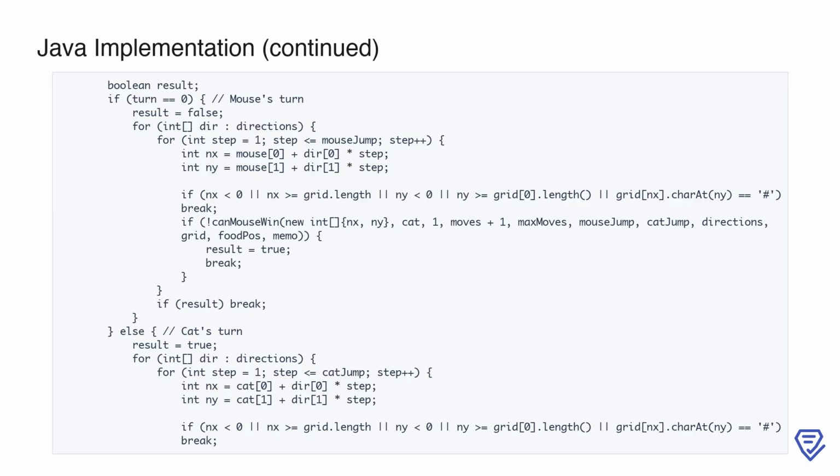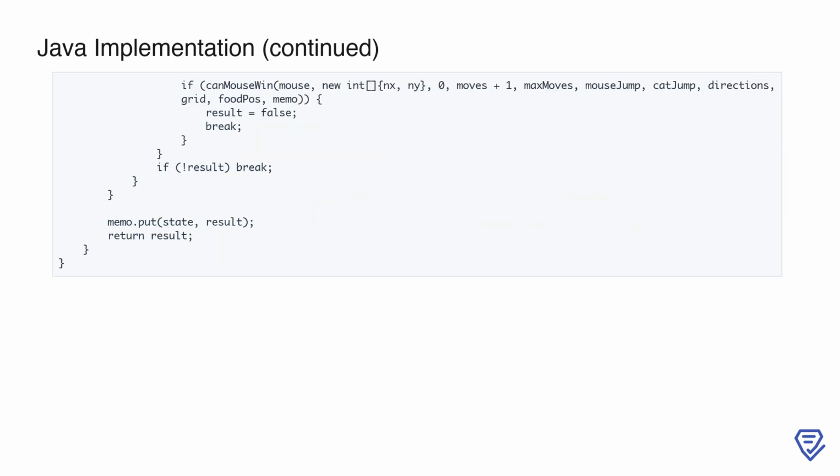If it's the mouse's turn, we initialize the result to false, indicating the mouse hasn't yet found a winning path. We explore all possible moves the mouse can make, constrained by its jump distance and the grid's boundaries. For each valid move, we recursively call canMouseWin with the updated positions and turn. If the mouse finds a move that guarantees a win, we update the result to true and stop further exploration.